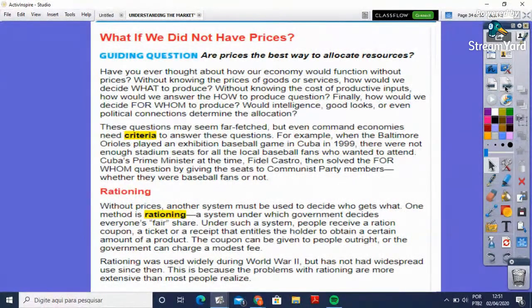And what if we did not have prices? What would happen? Remember, the question is what, how, and for whom. Always this question. We need a criteria. They bring you a very interesting situation here.